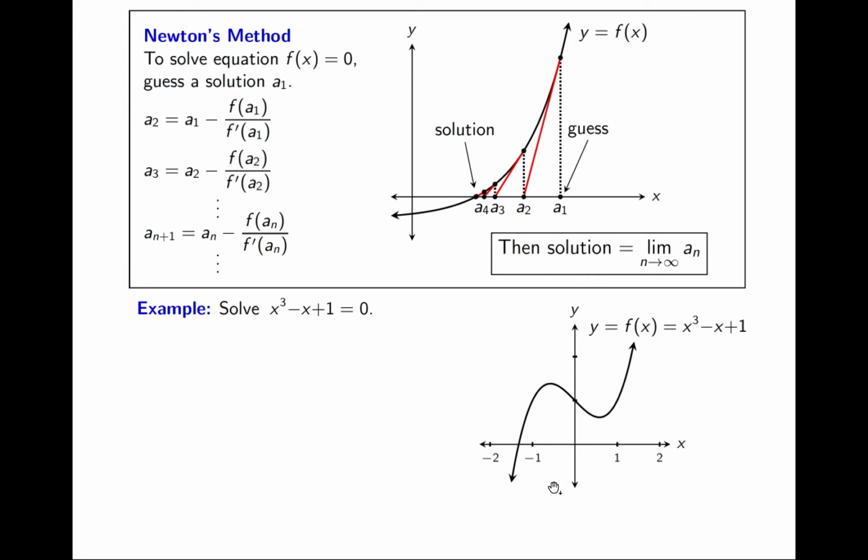So let's apply Newton's method to this. The first step would be to guess a solution to this equation. And it looks like the actual solution is somewhere between -1 and -2. So let's make our guess as a sub 1 equals -1.5 right there. And you can see that's probably not quite right, but it's pretty close. So that's our initial guess.